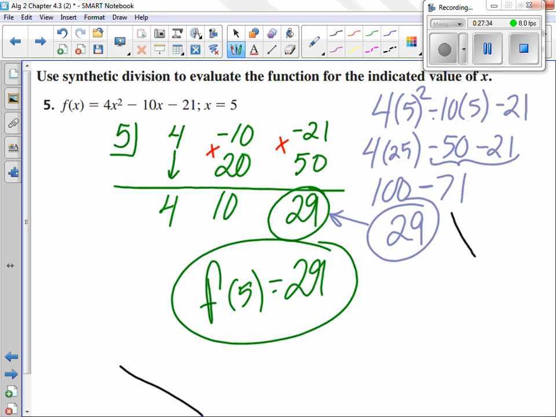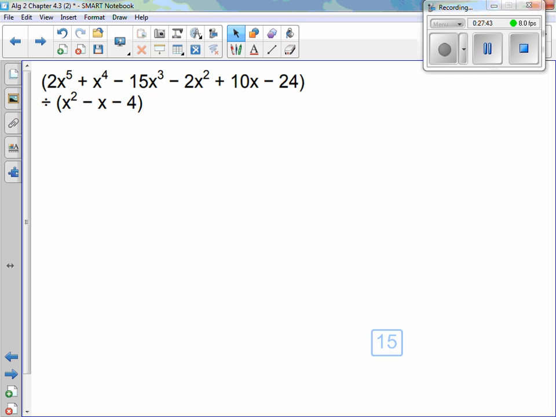Questions on these here? Do we feel comfortable with these here? Yes? Now, you probably noticed I did skip this one here, yes? Well, it'd be nice if these worked out too, wouldn't it, with synthetic division? They do. We can actually do this with synthetic division.